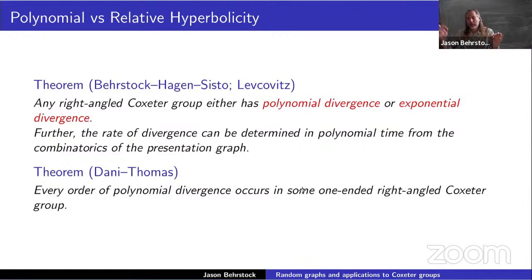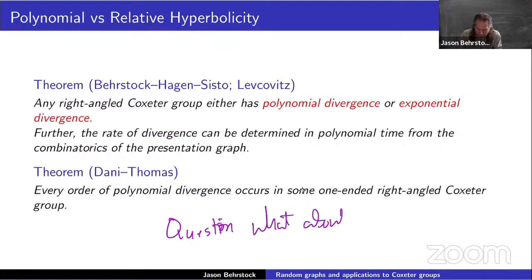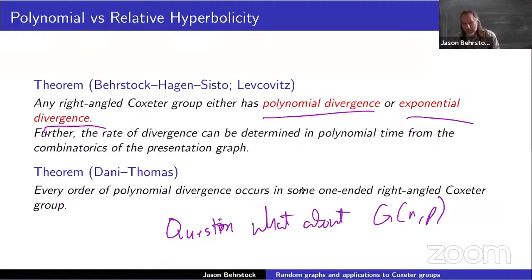So this gives a bunch of nice explicit counterexamples to this conjecture of Gromov's, and it shows that every polynomial degree occurs and exponential occurs. So the question then is, what's the most common? If you take a random right-angled Coxeter group, what's its behavior going to be? An explicit question: what about G(n,p)? Do you expect it to be polynomial or exponential? Does anyone have a wild guess? I'm curious if probabilists in the audience can sense what should happen.